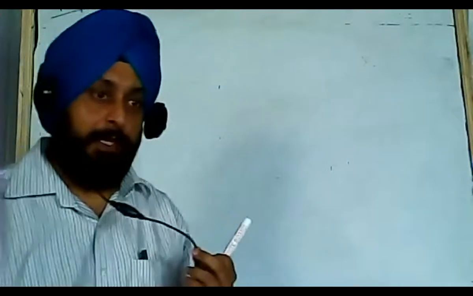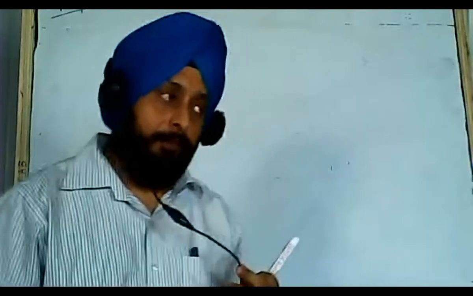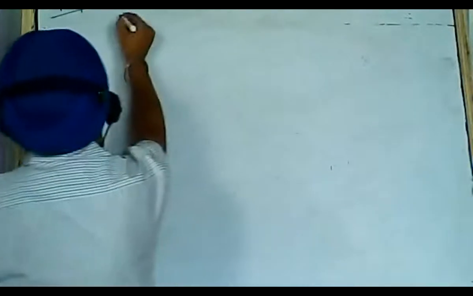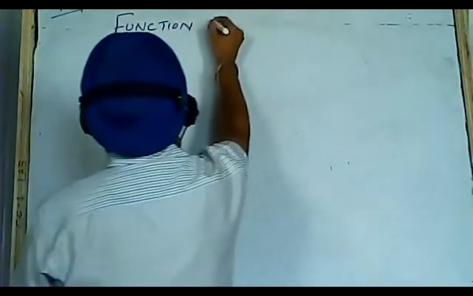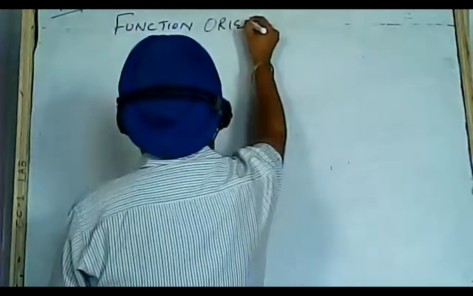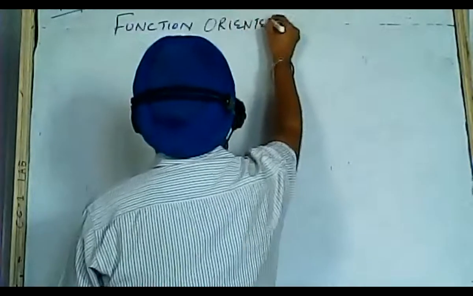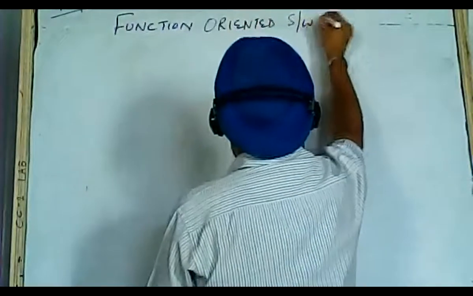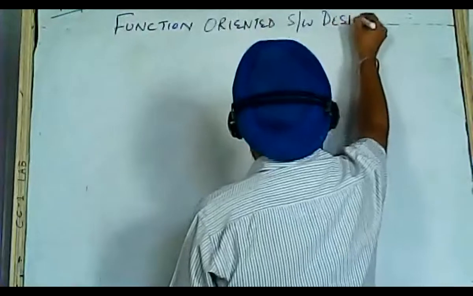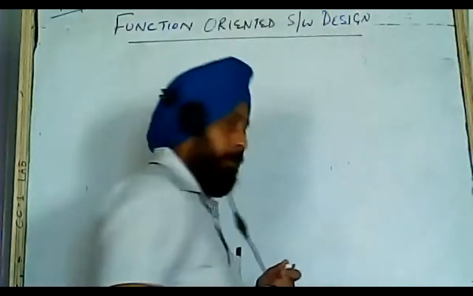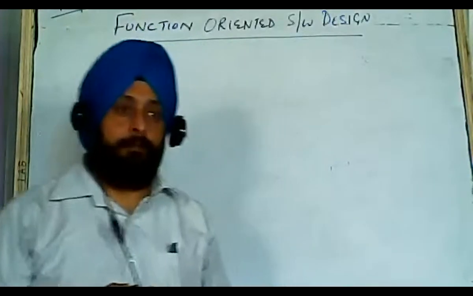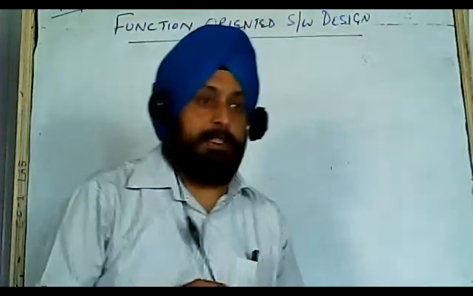So today we are here in the fourth lecture of your software engineering. The topic for today is function-oriented software design. In the previous lecture, we did agile modeling.